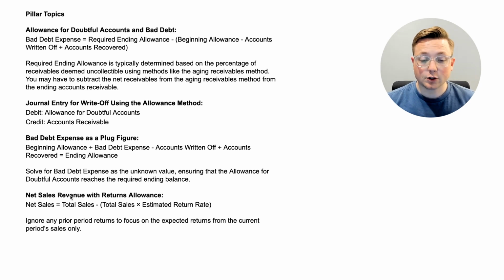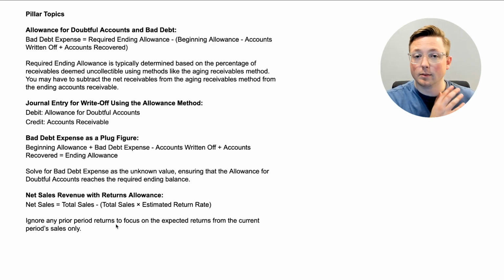And then finally, the net sales revenue with returns allowance. That was kind of the last thing we covered, and this one's pretty easy. Just remember that net sales, when it comes to having those expected returns, is just the total sales less the total sales multiplied by the estimated return rate. And by the way, just in case you see this, I didn't talk about this in the question, but if you see anything about prior period stuff, that doesn't have to come into account because, again, it's focusing on the sales for that specific period. You don't have to focus on the returns from the previous period.